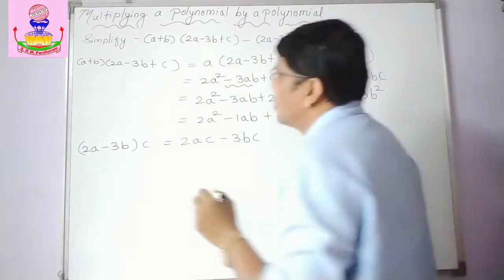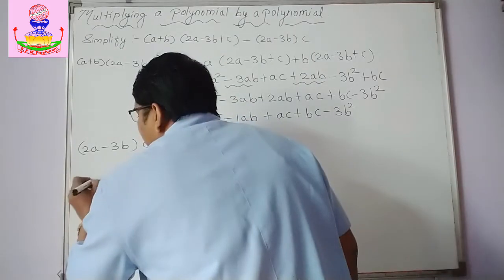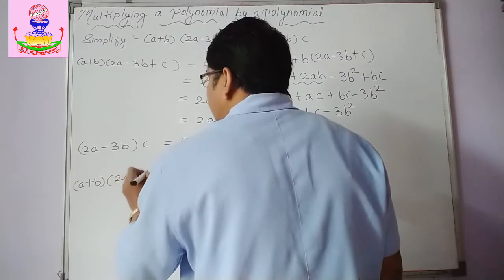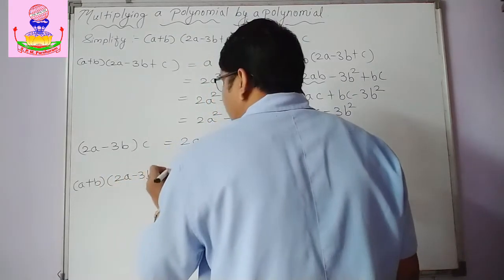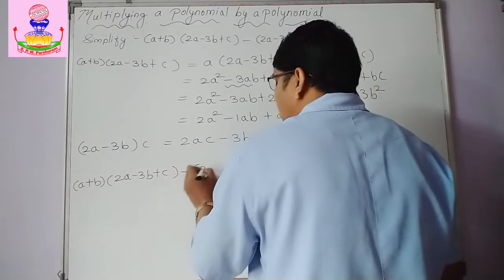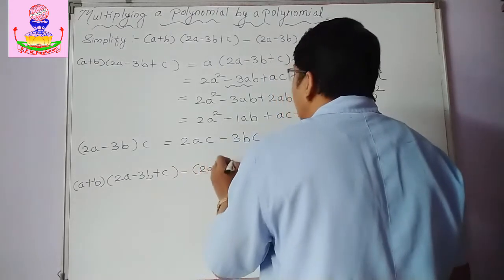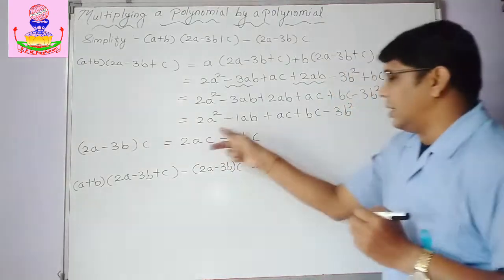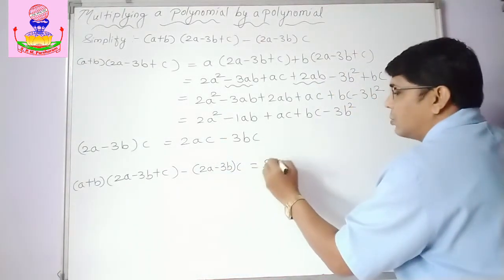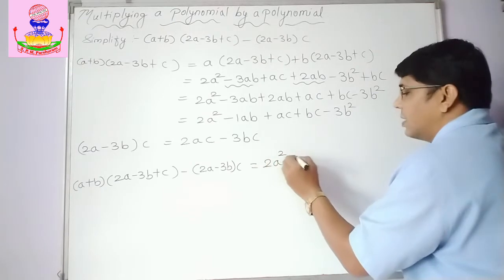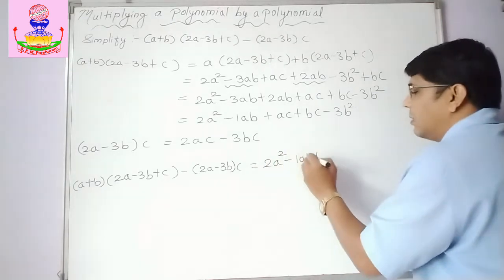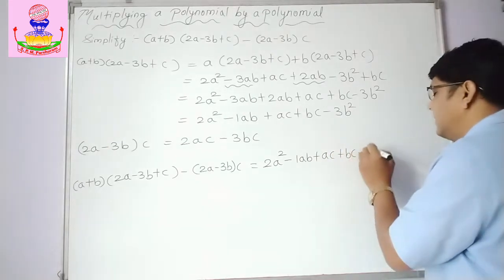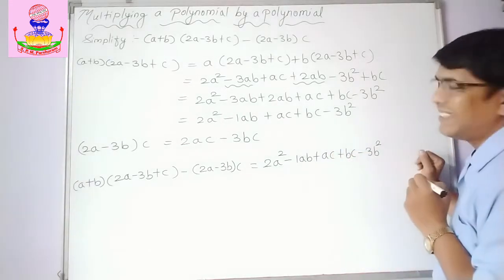Okay, so see here, a plus b into 2a minus 3b plus c minus 2a minus 3b into c, that is equal to. Now this I have simplified. What I have got? I have got this 2a square minus 1ab plus ac plus bc minus 3b square.